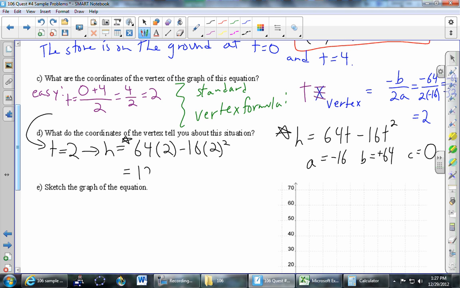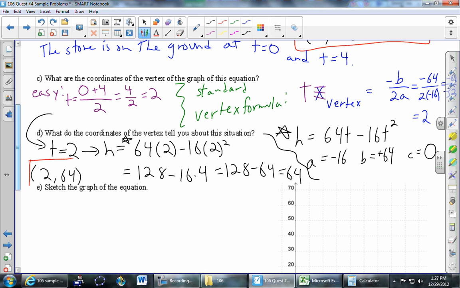So we'll do the arithmetic. 128 minus 16 times 4, order of operations there. 128 minus 64 is 64. So finally, the answer to part C is the coordinates are t and h, 2 and 64. So that's the answer to C. Now we'll go ahead and answer part D. So D is going to come down here. What do the coordinates of the vertex tell you about this situation?